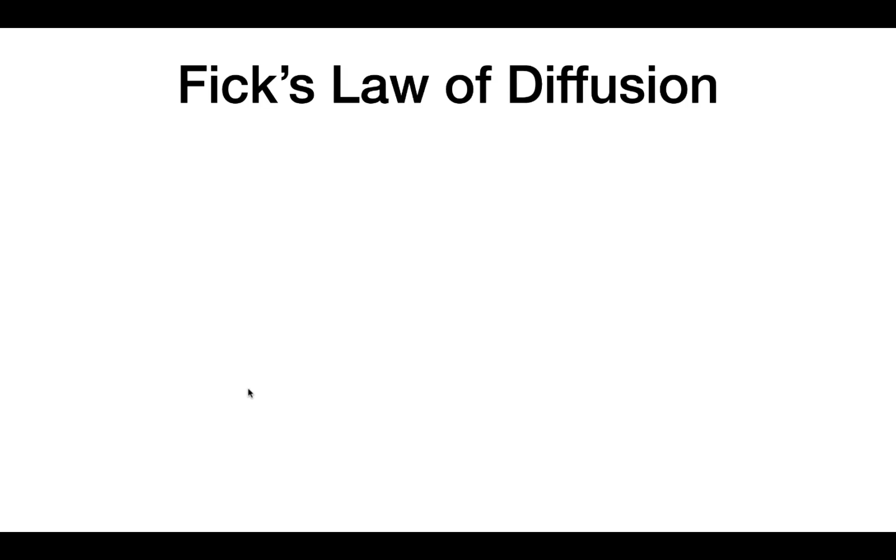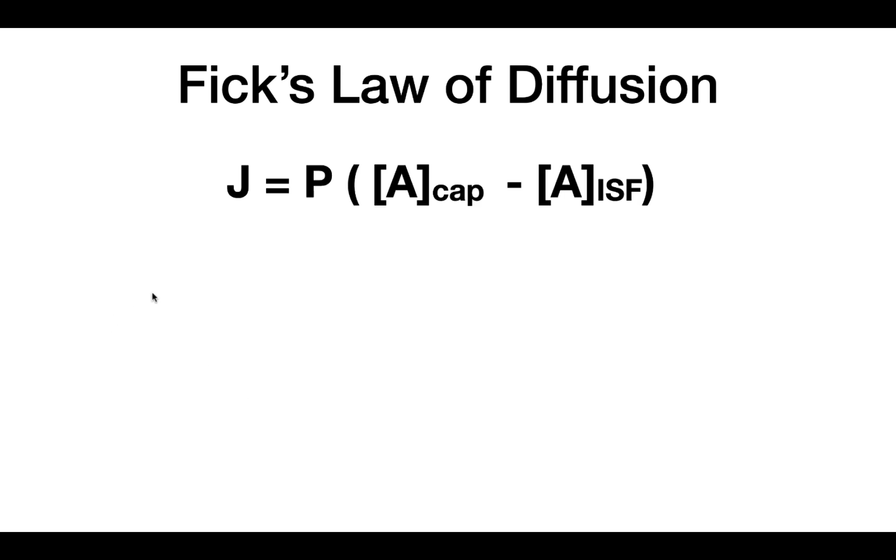We can calculate the flux of a particular molecule by using Fick's law of diffusion. So this right here is Fick's law of diffusion, and in this equation, J represents the flux, P represents the permeability coefficient, and this represents the concentration gradient.